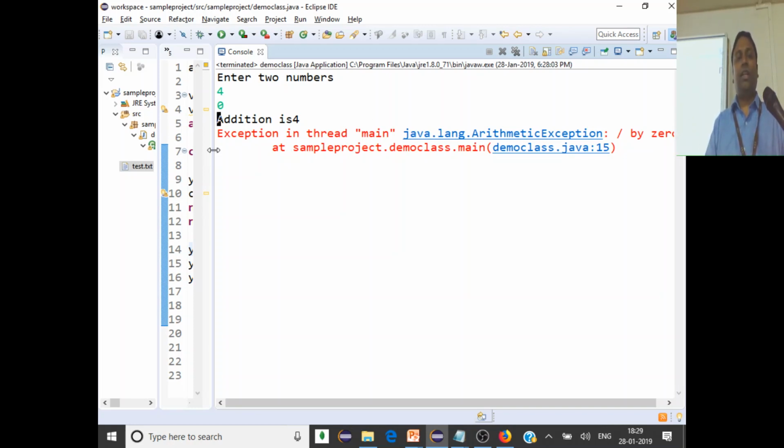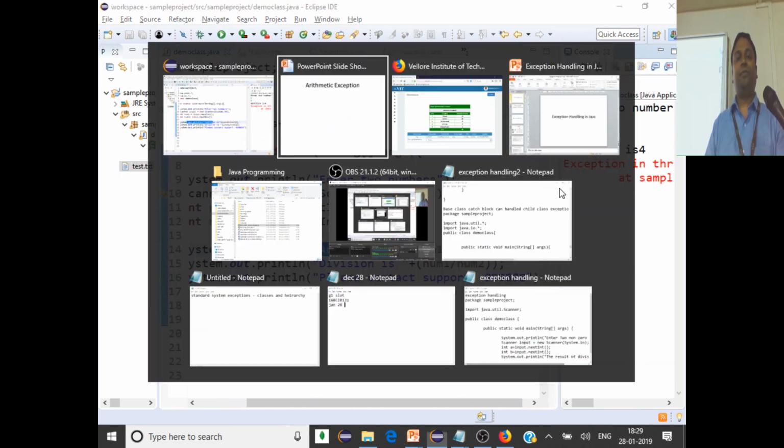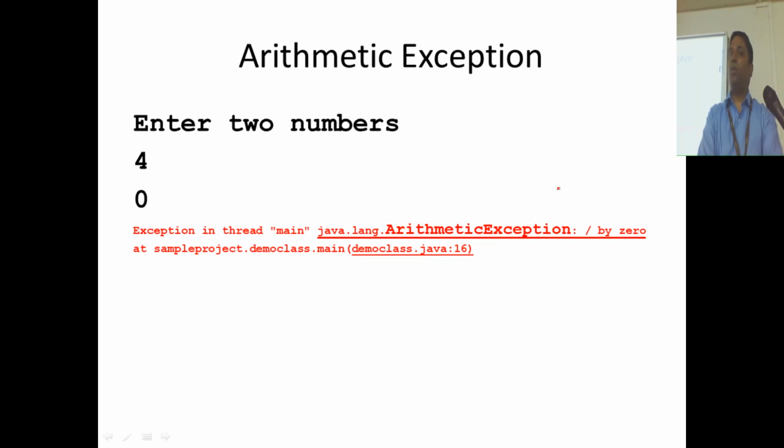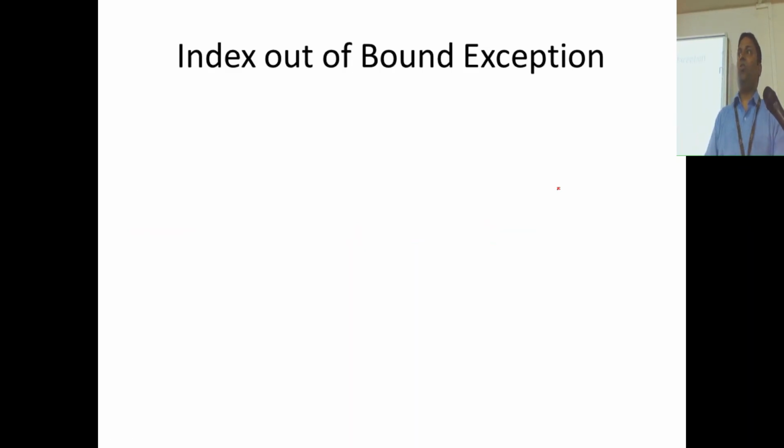So this is another exception, arithmetic exception, which we have seen just now. Index out of bound exception. Have you faced this? What is index out of bound exception? Can you give me an example?